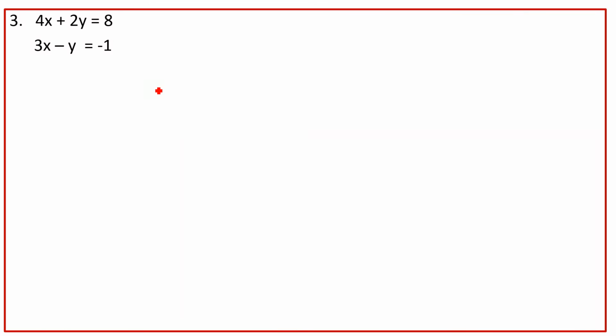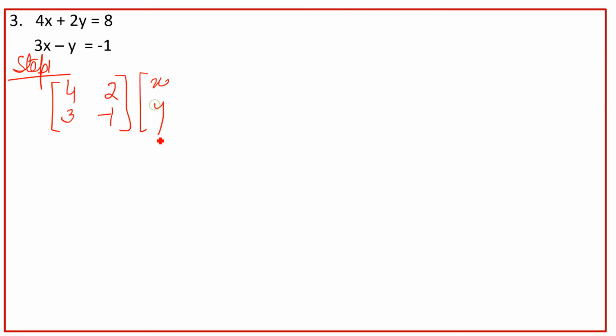One more question I will solve for you. What is step number 1 in Cramer's rule? You have to make the matrix with the help of coefficients. If it is minus, you should be very careful. Second, write down the variables. Third, you have to write down the constant values. This is the first step.